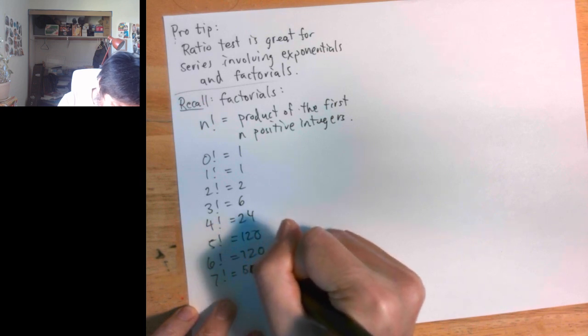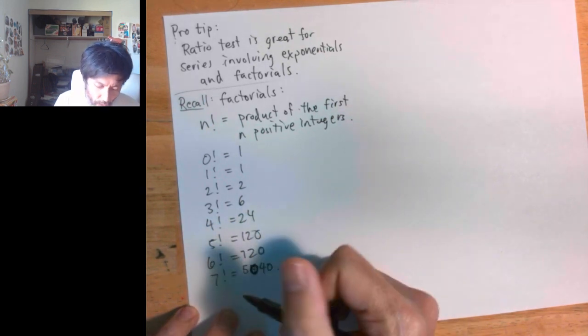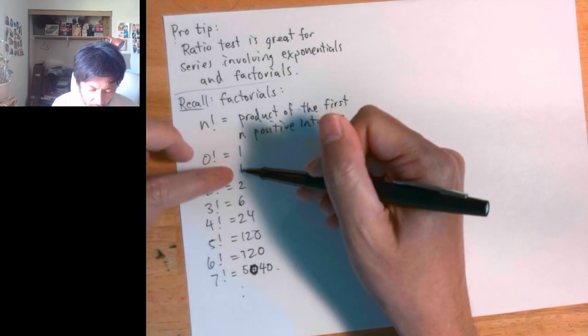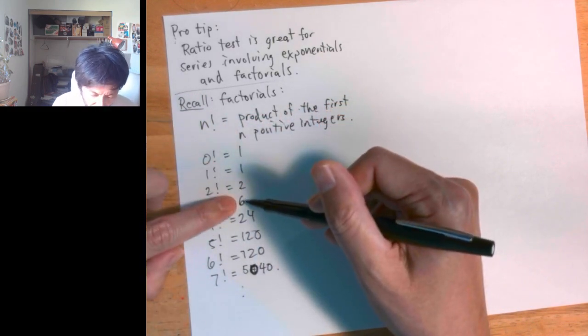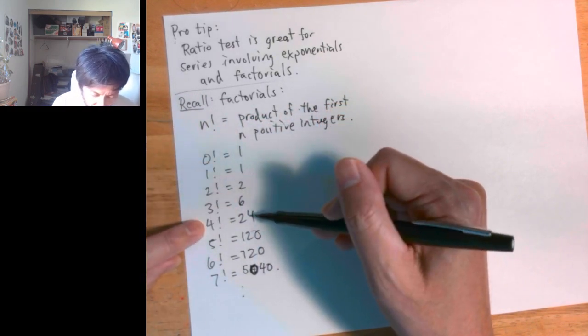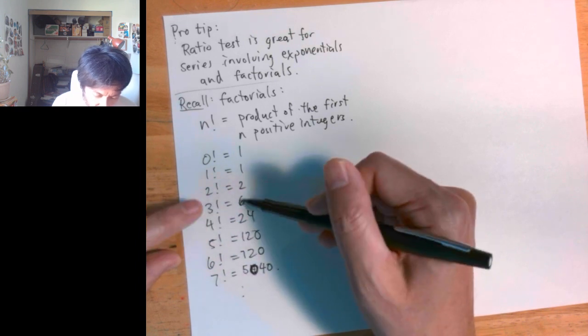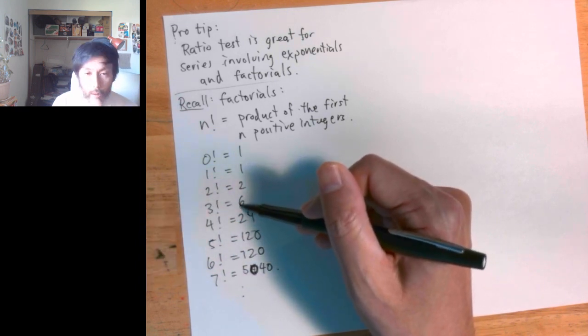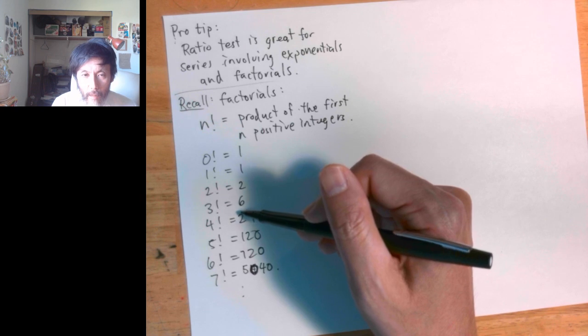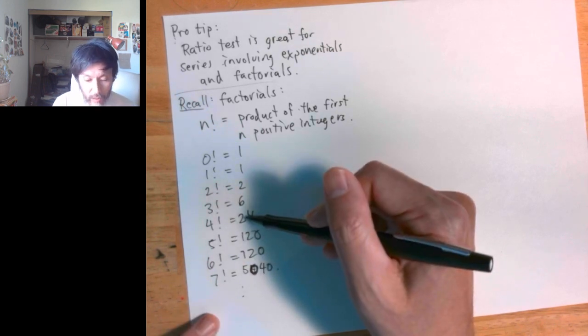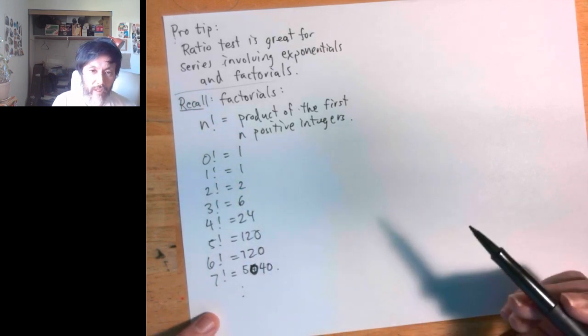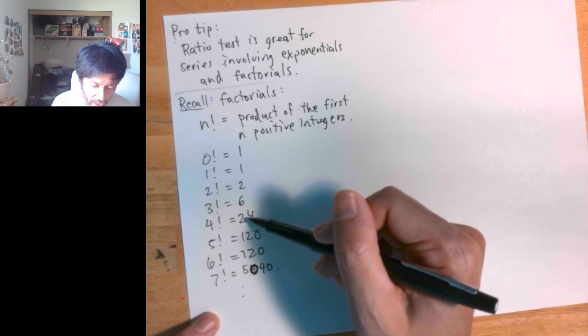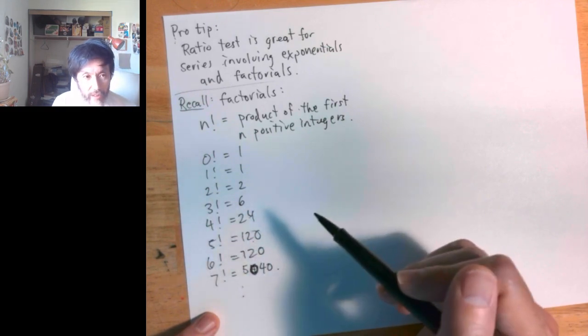So how am I doing that? The way that I'm doing that is I'm taking the previous number. So if I want to know 4 factorial, I can take 3 factorial, which is 6, which is 3 times 2 times 1, and multiply that by 4, right? So 6 times 4 is 24. So that's how I'm getting this number. And 24 times 5 is 120.